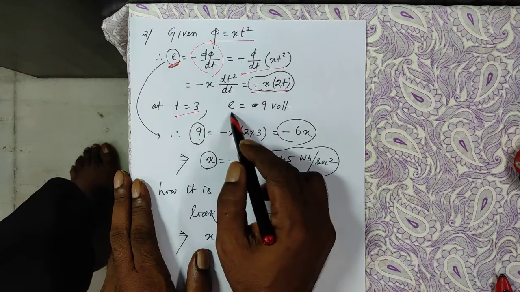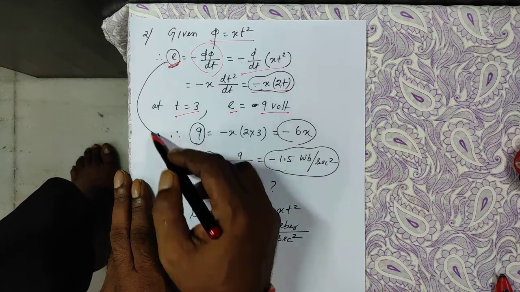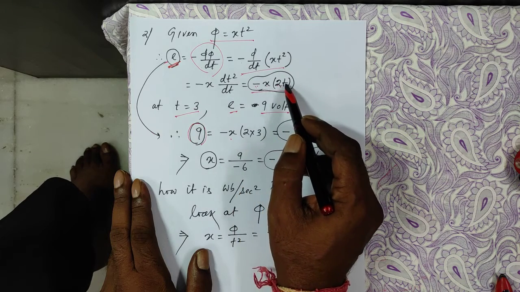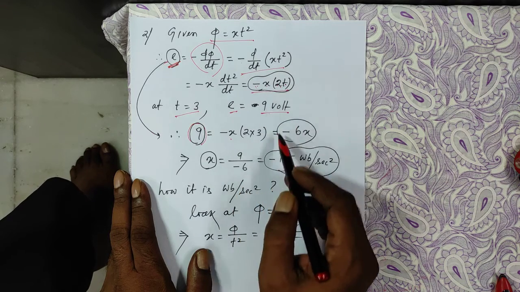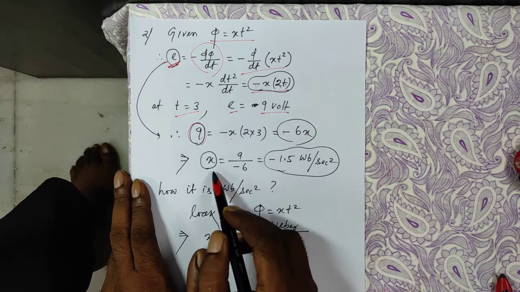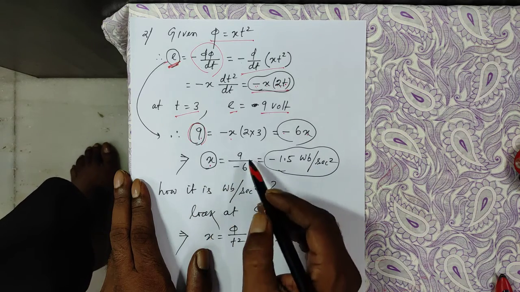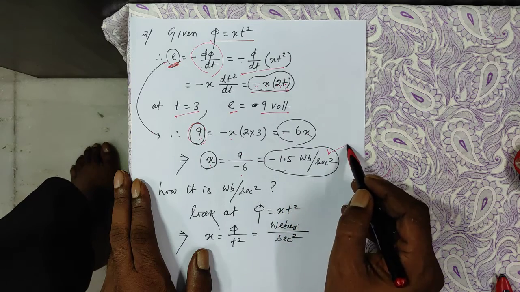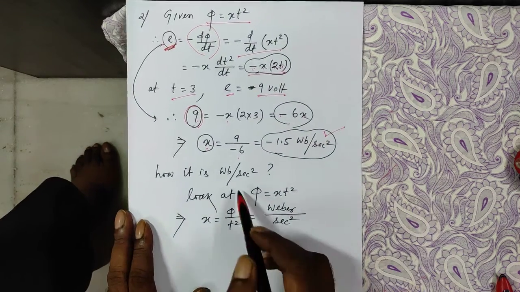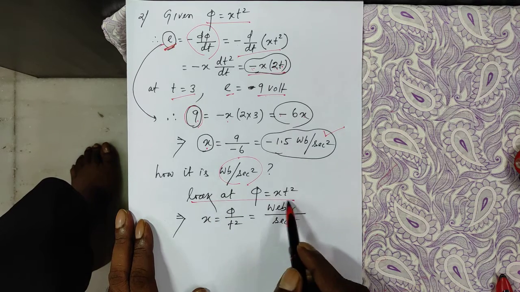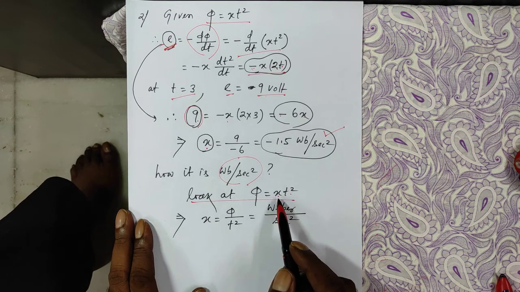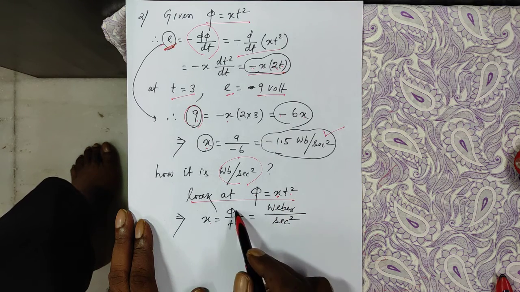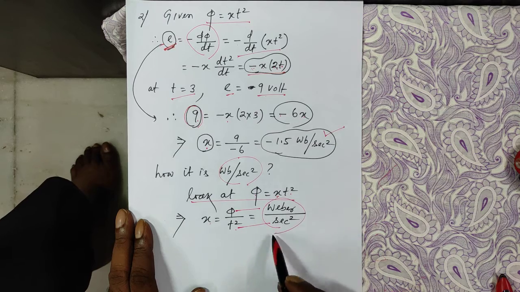At t is equal to 3 seconds, EMF is given as 9 volts. So for E put 9 volts. This is minus x 2 into t. T is given as 3 seconds. So minus 6x is equal to 9. So x is equal to 9 over minus 6, that is minus 1.5 Weber per second square. So how is it Weber per second square? I explained, because phi is xt square. So keep x on one side, it becomes phi over t square. Therefore, phi is Weber, t is second, so Weber per second square.